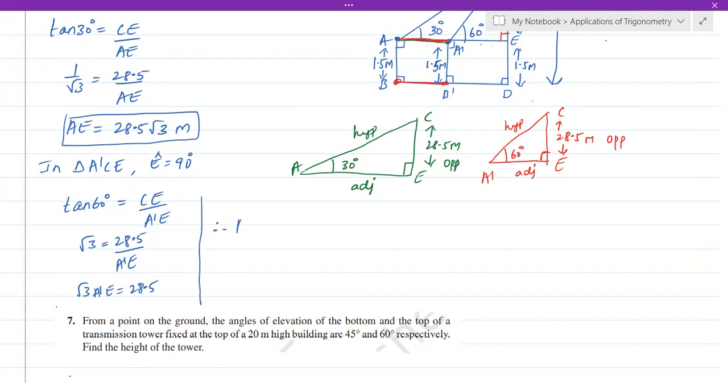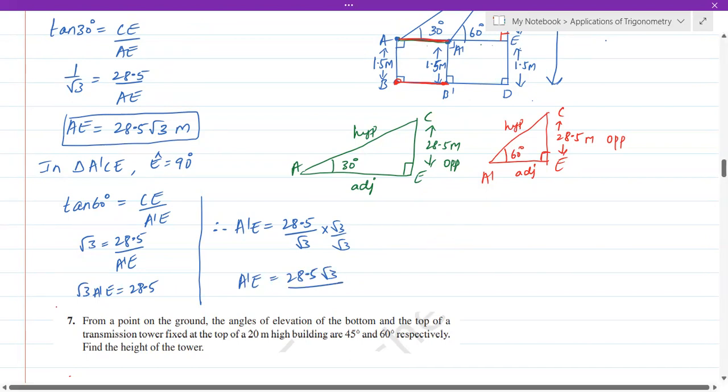Therefore, A dash E will become 28.5 by root 3. Let's rationalize here itself. We should not have root 3 in the denominator. So A dash E will become 28.5 into root 3 is 28.5 root 3. Root 3 into root 3 will become root 3 square, isn't it? Square and root get cancelled, so directly I'll write it as 3.